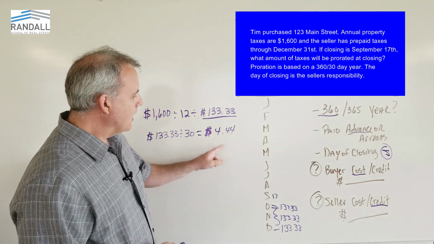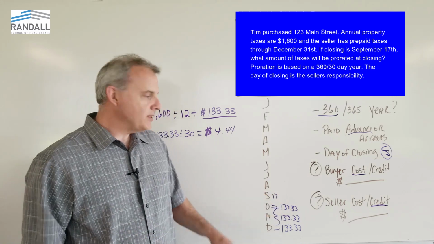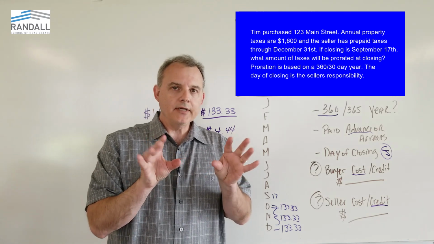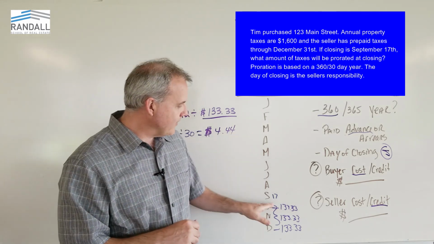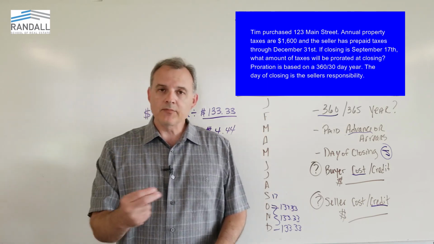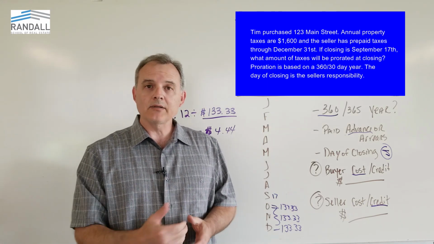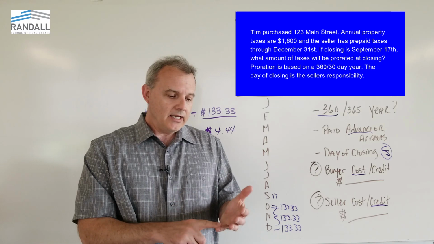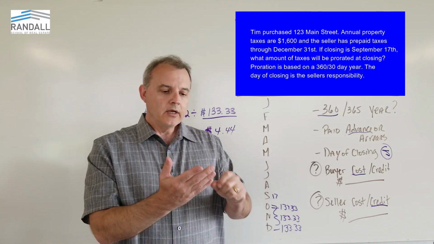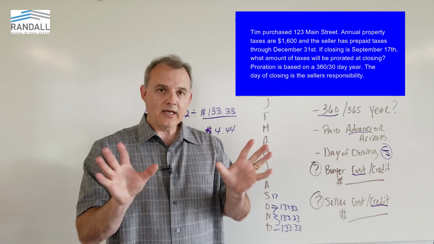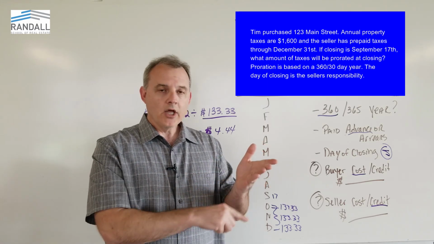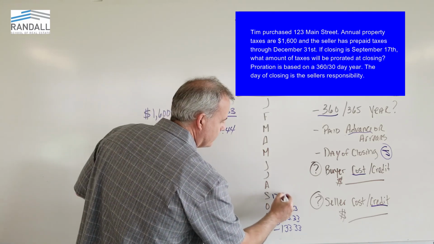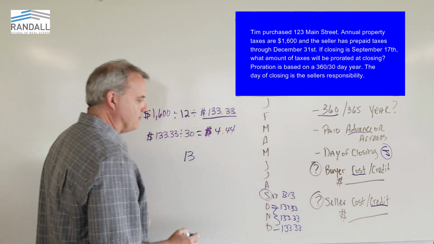Now, how many days are there in September that we're going to multiply by that $4.44? Well, just like I mentioned in a different video, we've got to use our fingers here. The 17th, we know by the problem, is the responsibility of the seller. The seller has to pay it, so the buyer is not going to reimburse them for the day of closing. So that means it's the 18th, 19th, 20, 21, 22, 23, 24, 25, 26, 27, 28, 29, 30. That's 13 days. So the buyer is responsible for 13 days in September.